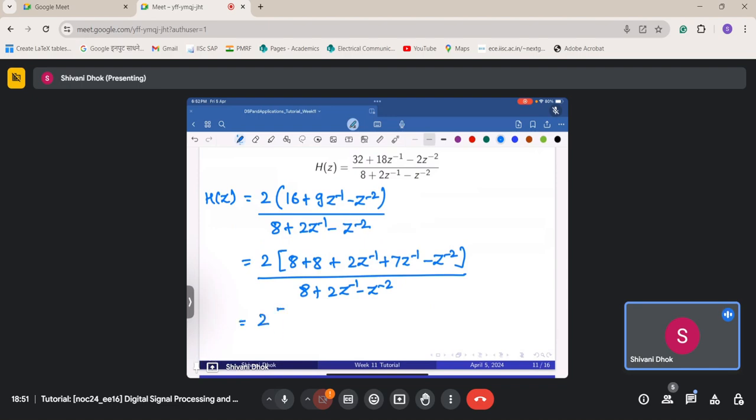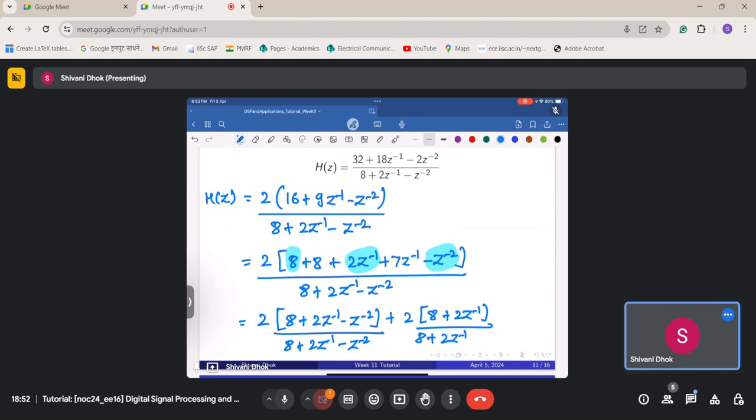So I can take this 8, this and this in one bracket. So this will be 8 plus 2z inverse minus z to the power minus 2, plus 8 plus 7z inverse, divided by 8 plus 2z inverse minus z to the power minus 2.